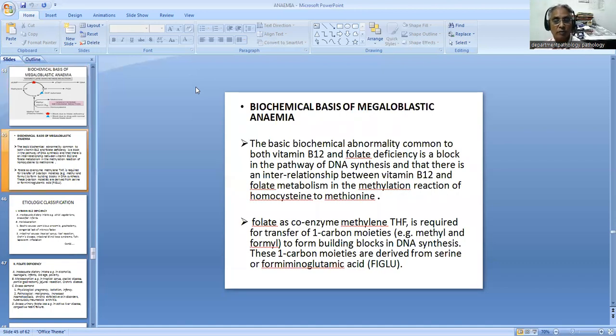So what is the biochemical basis of megaloblastic anemia? The basic biochemical abnormality common to both vitamin B12 and folate deficiency is a block in the pathway of DNA synthesis, and there is an interrelationship between B12 and folate metabolism in the methylation reaction of homocysteine to methionine. Folate as a coenzyme: methylene tetrahydrofolate is required for transfer of one carbon moiety, that is methyl and formyl, to form building blocks in DNA synthesis. These one carbon moieties are derived from serine or formiminoglutamic acid, that is FIGLU.